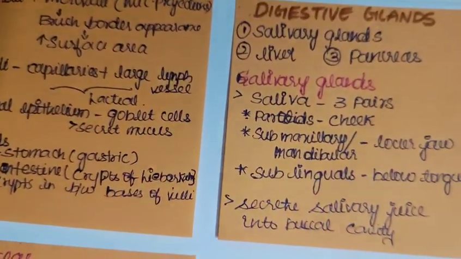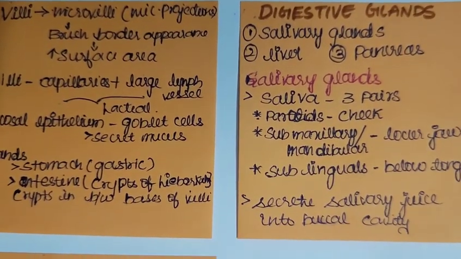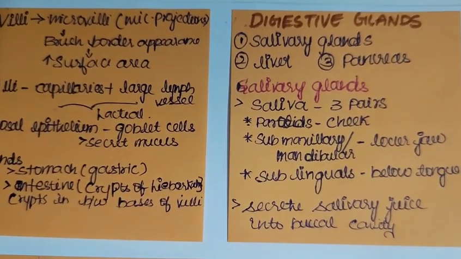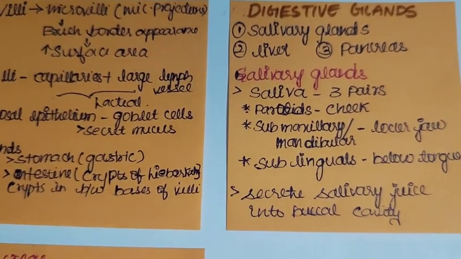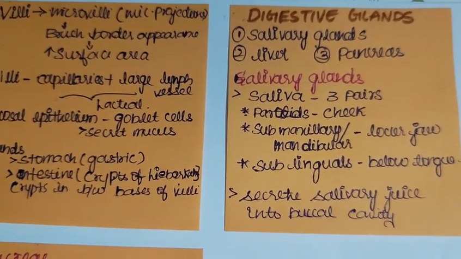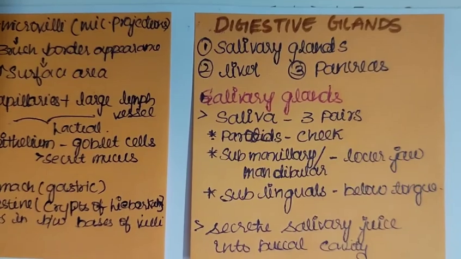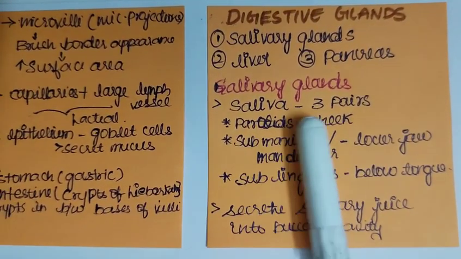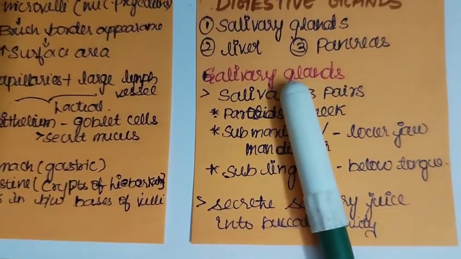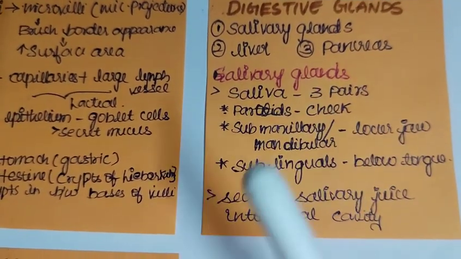Now we are moving to the digestive glands. We have talked about the alimentary canal and its parts, starting with the mouth and ending with the anus. Then we talked about the alimentary walls. Now we are moving to the digestive glands. The digestive glands are 3: the salivary glands, liver and pancreas. Let's see one by one.